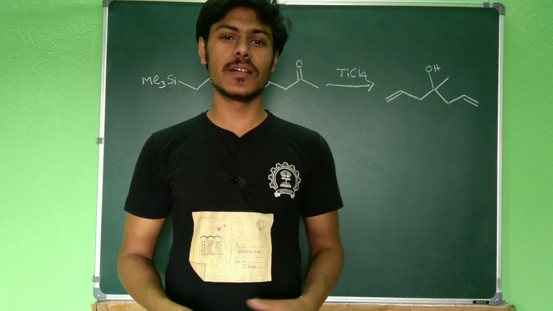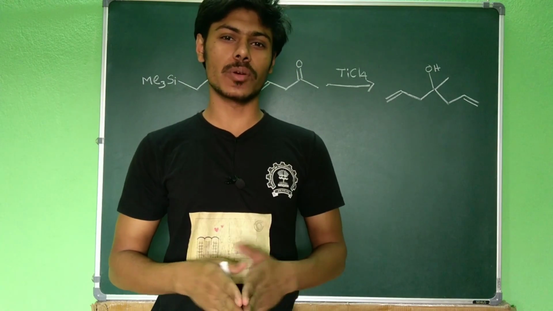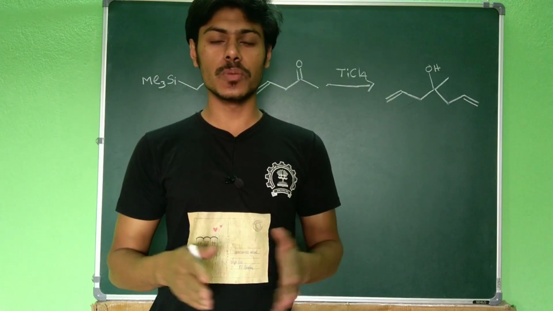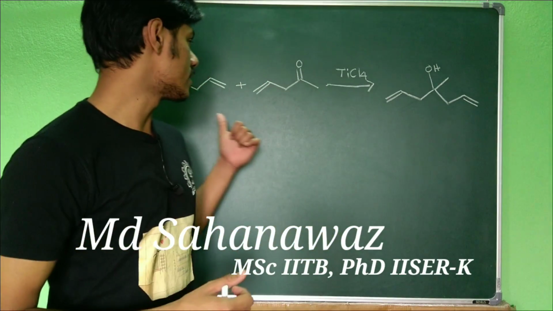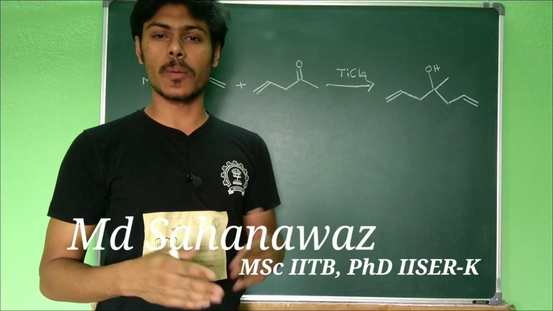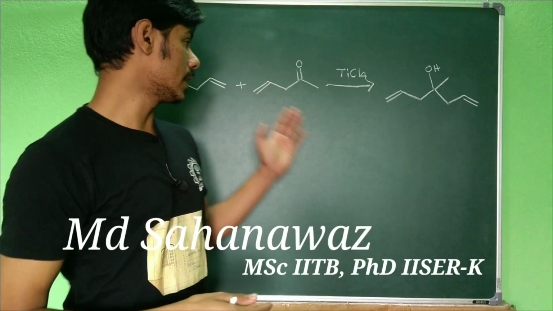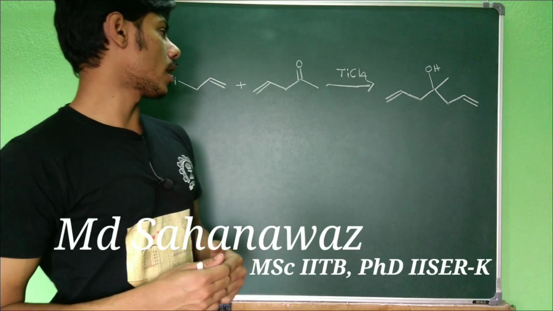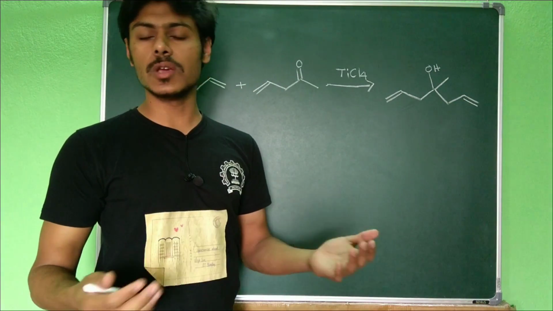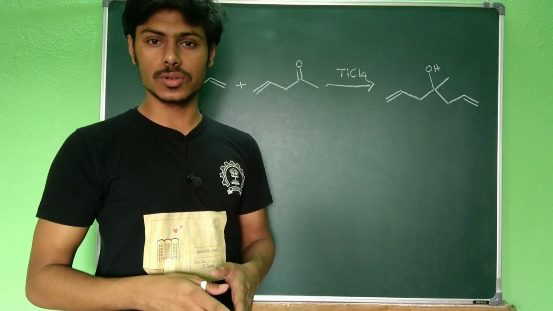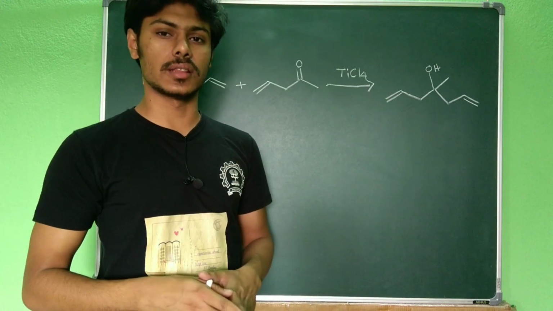Welcome to Chemistry Lover, and in this video I'll be talking about a very important name reaction, which is the Hosomi Sakurai reaction. As you can see, this is the reaction. This is basically the allylation of different electrophiles. For example, in this particular case, I have chosen the alpha beta unsaturated carbonyl compound. You may have any other electrophiles like normal aldehyde or ketones or epoxide or anything like that.